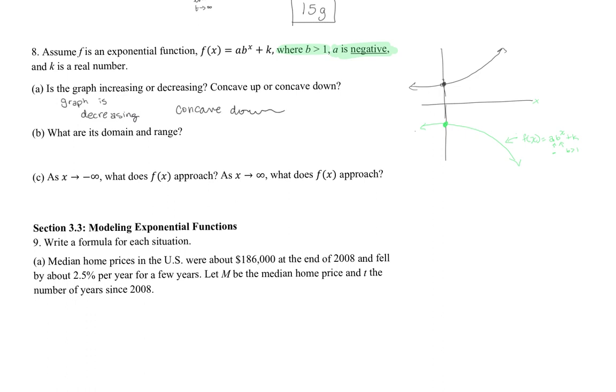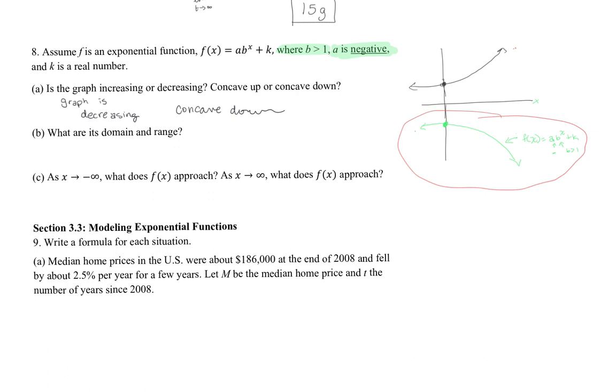And then obviously you can reword that however you want, but that's the general answer. Now we're asked, what are its domain and range? So again, just a reminder, we're looking at this graph, not this black one. This is just if A was positive. What are the domain and range?